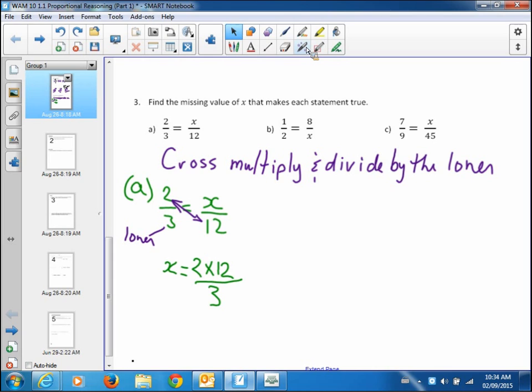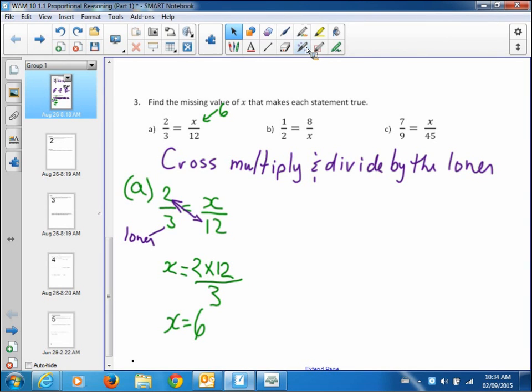Anyways, you type that in your calculator. If you can't do it in your head, we've got 6 as the answer. That means, not that you need to write it up here, but 2 out of 3 is equal to 6 out of 12. Now, what about when the x is on the bottom?